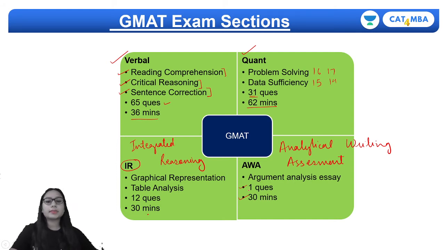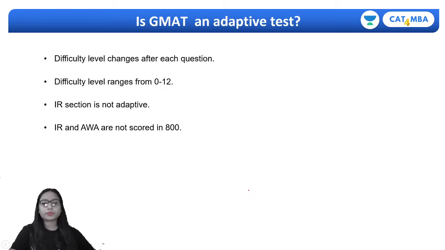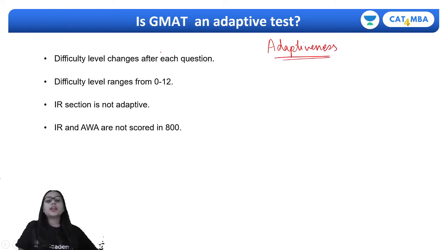Now let us discuss the test pattern. Now see, there is a very important feature of the GMAT exam, its adaptiveness. Now let us understand what I mean by adaptiveness. So the difficulty level changes after each and every question. This applies to the quant section and the verbal section. The integrated reasoning section is not adaptive. And in the AWA section, you just have to write one essay, hence this is also not adaptive.